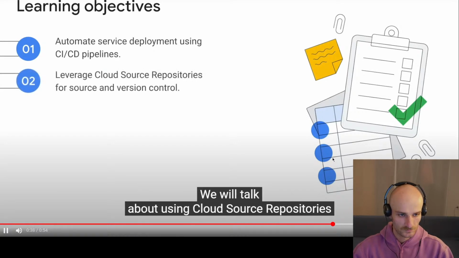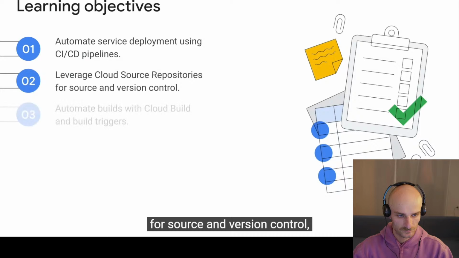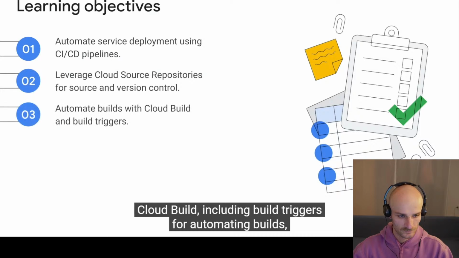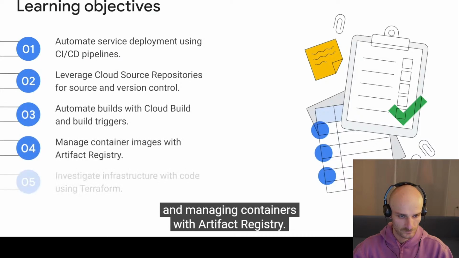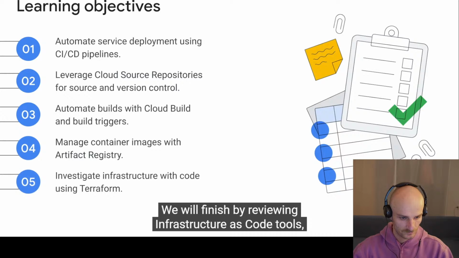We will talk about using Cloud Source Repositories for source and version control, Cloud Build, including build triggers for automating builds, and managing containers with Artifact Registry. We will finish by reviewing infrastructure as code tools like Terraform.